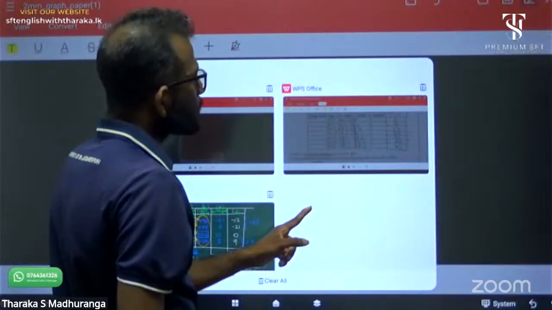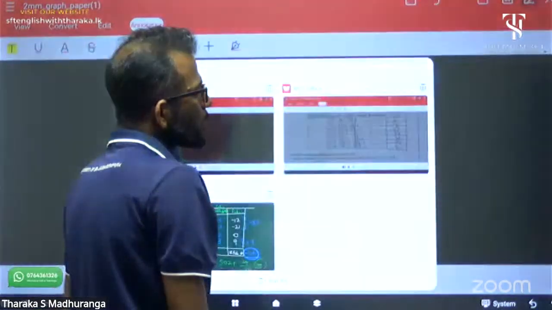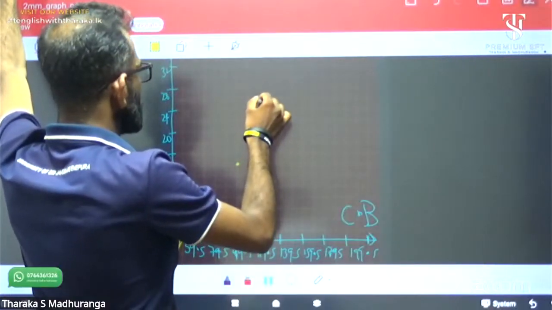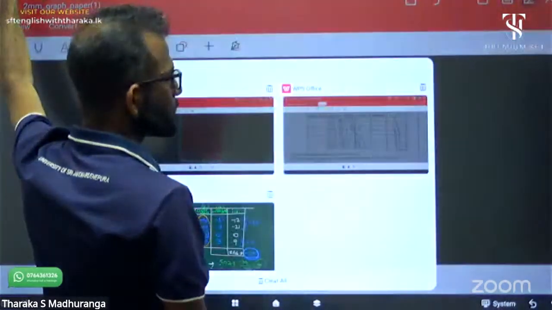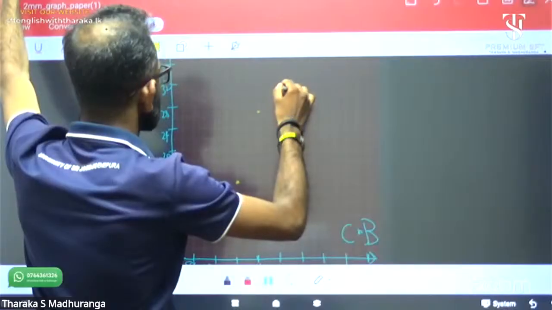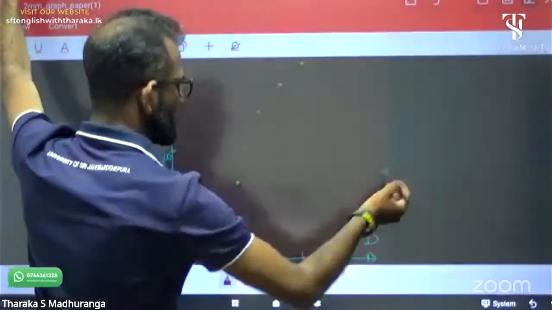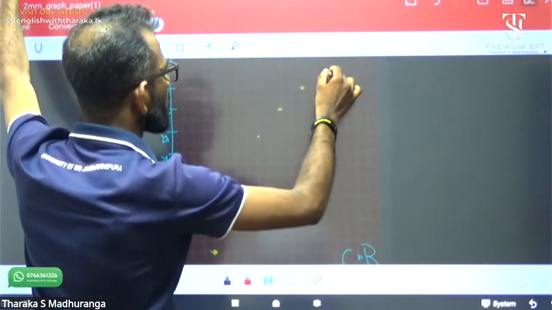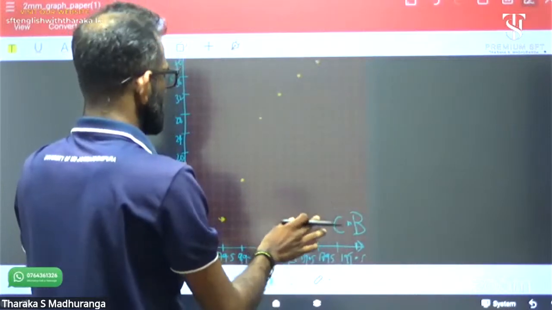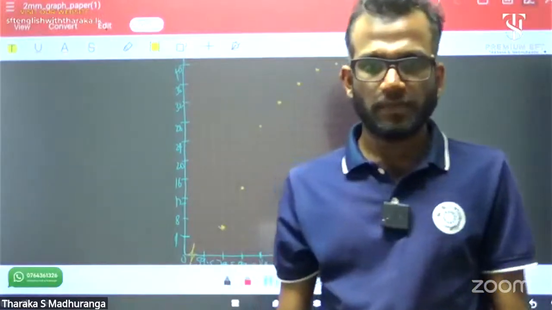Now 40, again upper boundary, 40. This is 26 and this is 27. Then 32, 36, 39, 40. Okay, they are the points.